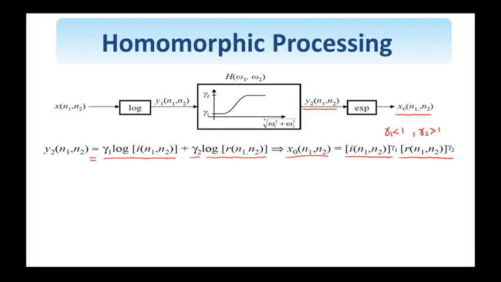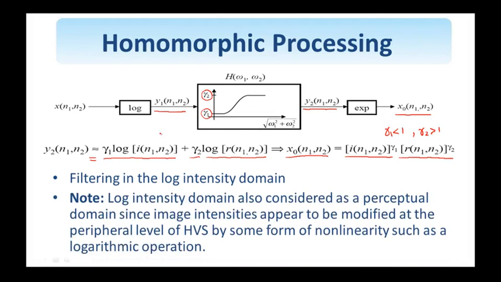So here is the overall filtering operation, which results in really filtering y1 by a filter which is radially symmetric and has this shape. Low frequencies are multiplied by gamma 1, while high frequencies are multiplied by gamma 2. So we're doing our filtering in the log intensity domain, which is also referred to as a perceptual domain, since it reflects some of the properties of the human visual system, according to which intensities are modified at the peripheral level using some type of nonlinearity, such as the logarithmic operation.